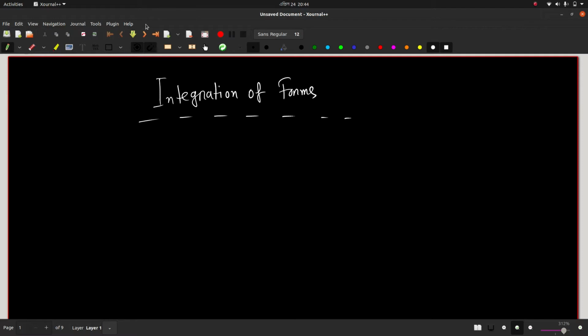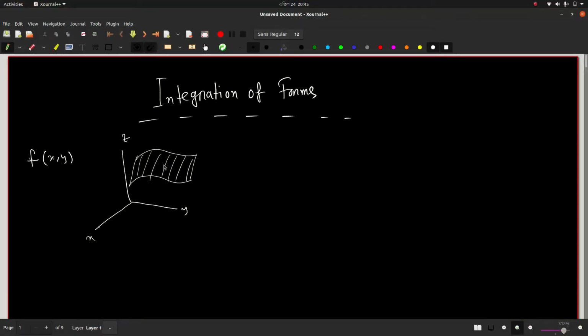So this will be our last topic in this course that we're going to discuss, and today's topic is integration of forms. What do we mean by integration of differential forms? Let's say we have some function like this, f of x y, which is a zero form, and if you want to draw a graph on the x y z axis, it should give you a surface, a region so called.